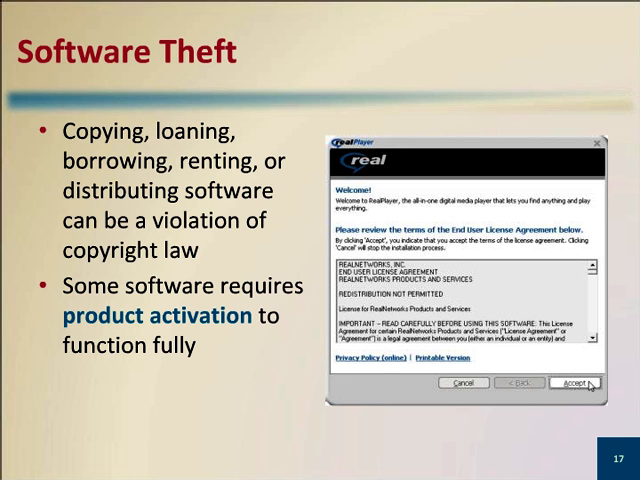Product activation is one technique used by software producers to try to decrease software theft. Product activation allows the user to input a product identification number online or by phone in order to receive a unique installation ID number.